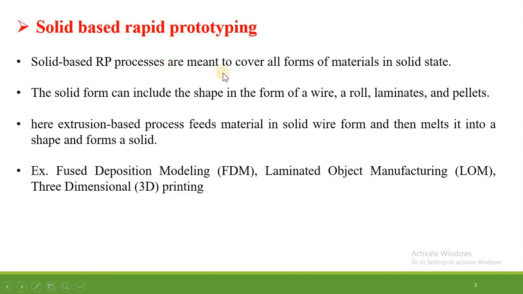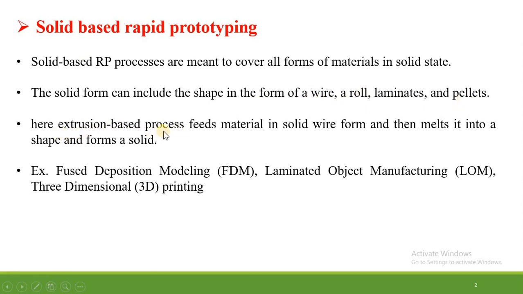Solid based RP processes are meant to cover all forms of material in solid state. We have studied in liquid based rapid prototyping systems the input material is in the form of liquid, but in case of solid based rapid prototyping systems we are using the material in the form of solid. The solid form can include the shape of wire, roll, laminates or pellets. The material or any plastic material which is the input for this solid based system is in the form of wire, roll, laminate or pellets.